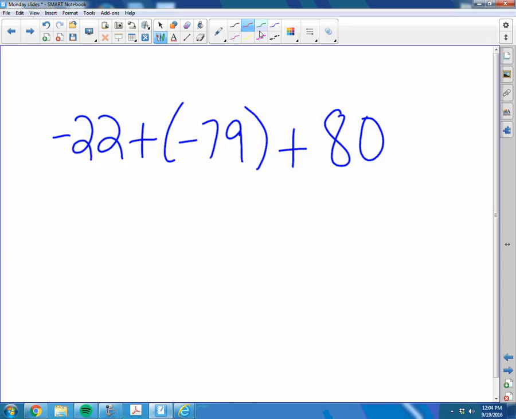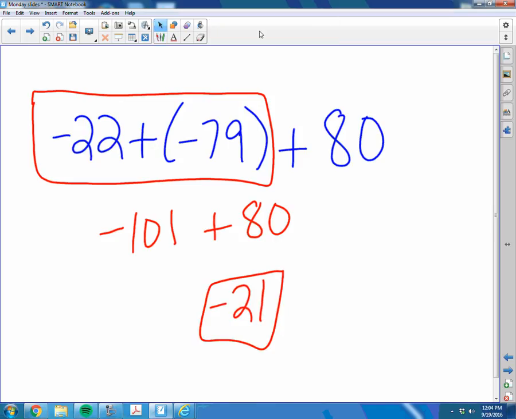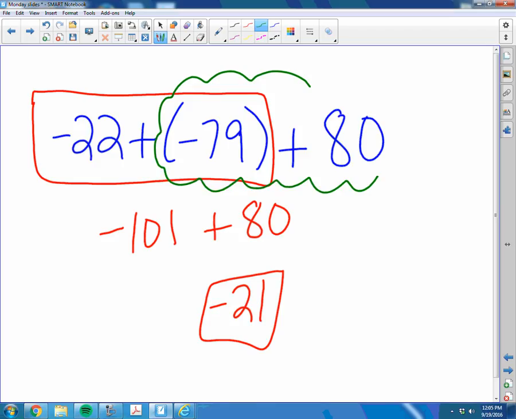So watch. What happens when I do this? I have a pile of negatives and another pile of negatives. So basically I bring them all together for a larger pile of negatives, which gives me negative 101 pieces. I add those negatives together. And then I'm adding a positive number. The zero pair thing is happening, and my result is negative 21. Now, some of you might have noticed in our original problem, if I'm adding negative 79 and then positive 80, essentially what am I doing? I'm simply adding positive 1. If you'd have added just a positive 1 to negative 22, it would have simply become negative 21.